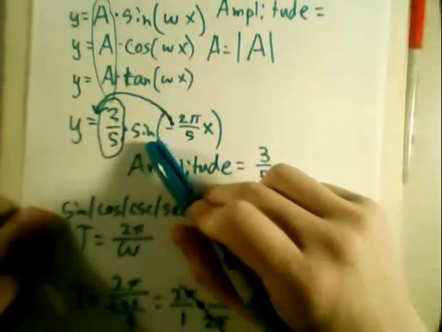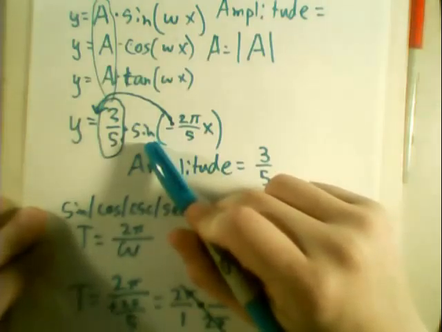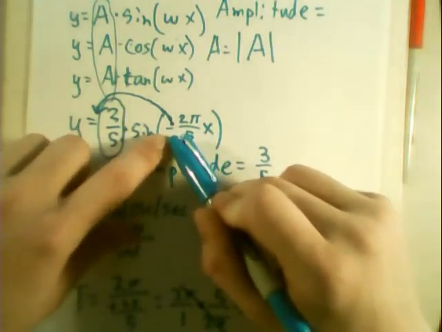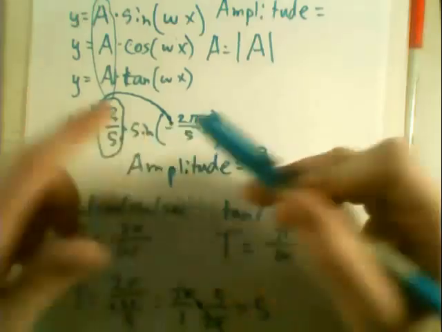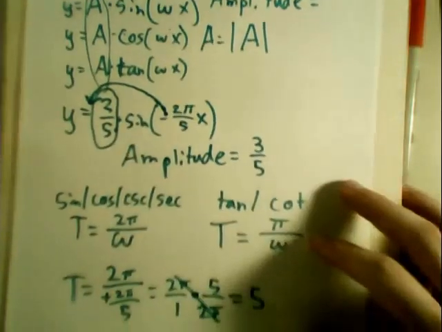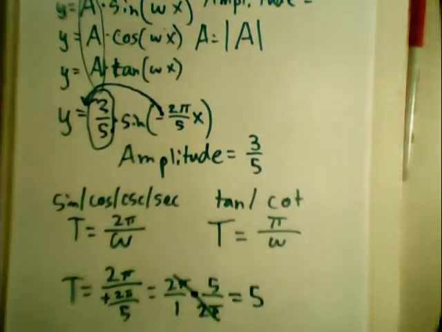So if this was actually a cosine, we wouldn't pull that negative out specifically. It would just go away. So that's how you do a problem when you're asked to find the amplitude and period of an equation.